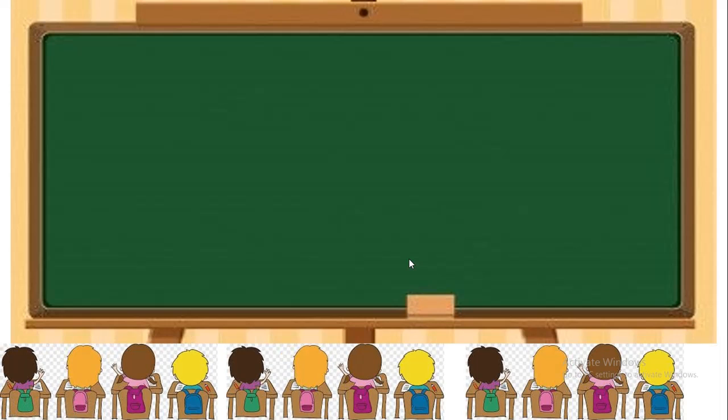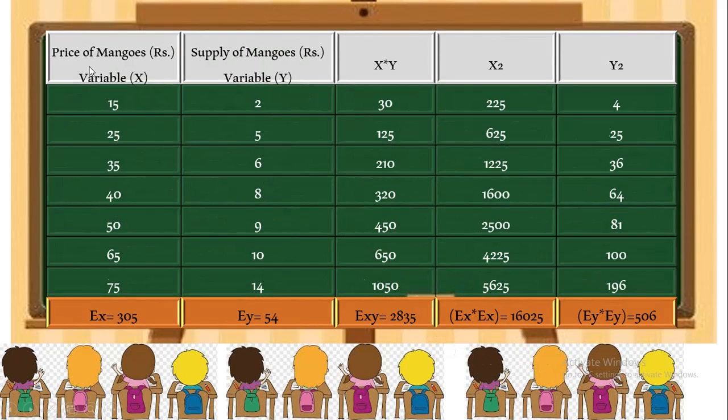So let us calculate this. This is variable x which was given in the question, and when we make the sum of this, when we make the total of this, it becomes sigma x, which is 305. The second is variable y. When we make the total of all variable y, it becomes sigma y. Now in the formula we want the multiplication of x and y, which is sigma xy. So we multiply variable x with variable y.